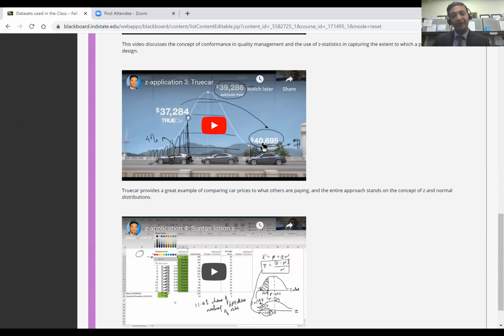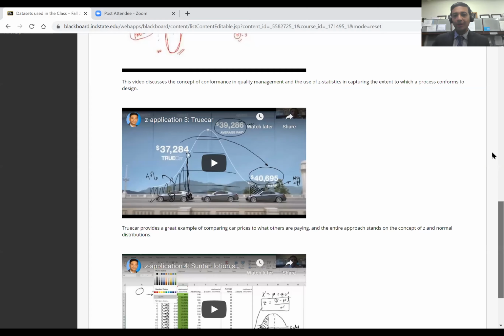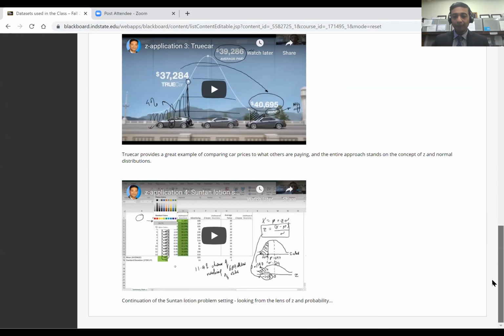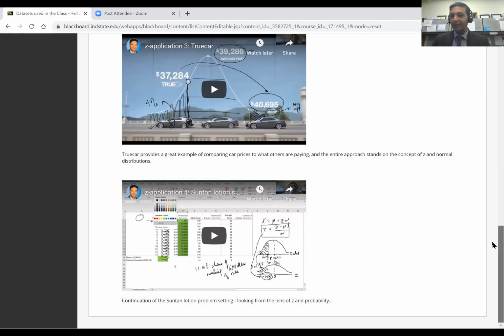And then there is a very neat application of a concept called TrueCar that is widely used in the car industry today. And you'll also see that it's a standard application of the Z concept. And then of course, our old friend suntan lotion with advertising dollars and temperature is revisited. And this time we are looking into how we can continue with that understanding of the data set by using the concepts of Z and probability. So make sure that you review all of those 3 videos, and that'll give you a more grounded understanding of Z.